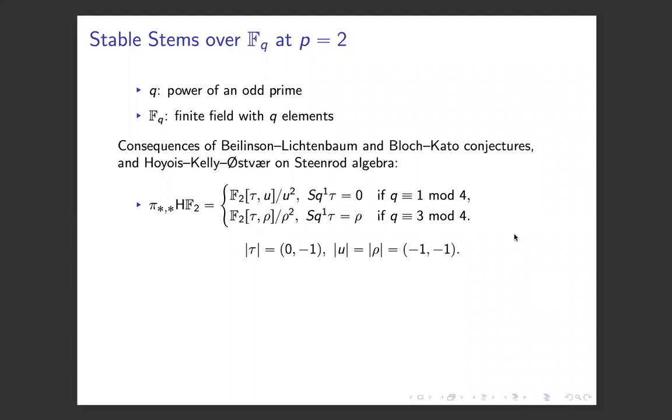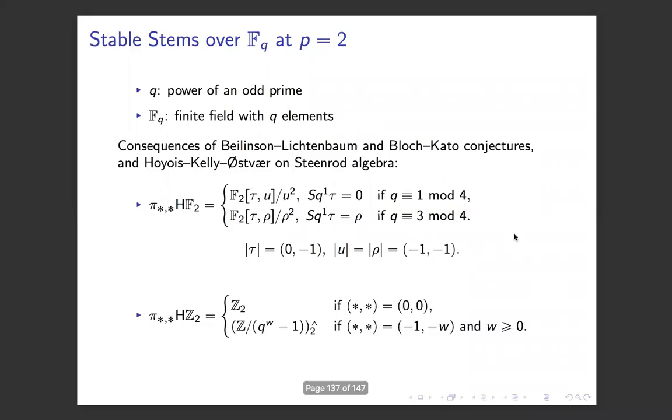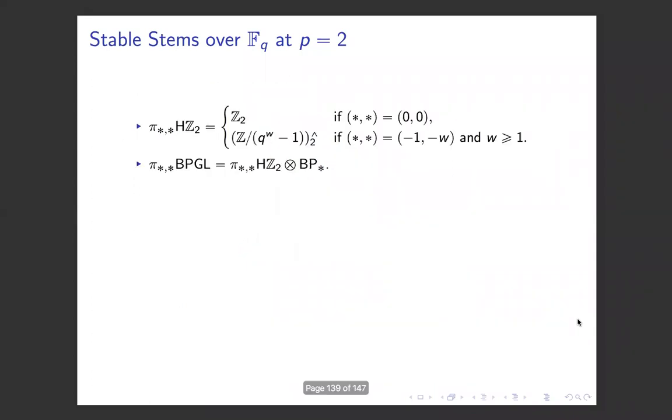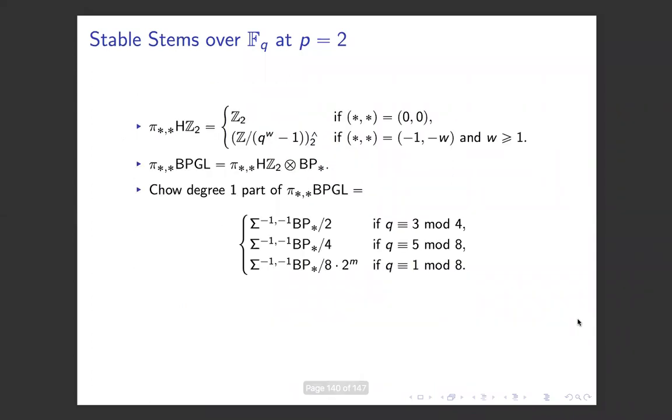So that gives us the motivic Adams E2 page. And the BP-GR can also be written in terms of things like that, depending on the congruence of the F_q, of this number q here, and depending on exactly which case this is. This is studied extensively by work of Wilson and Wilson-Østvær. So in particular, from our point of view, we can read out the Chow degree 1 part of BP-GR very easily just from these congruences. It's always going to be BP star mod out by some power of 2, depending on the congruence.